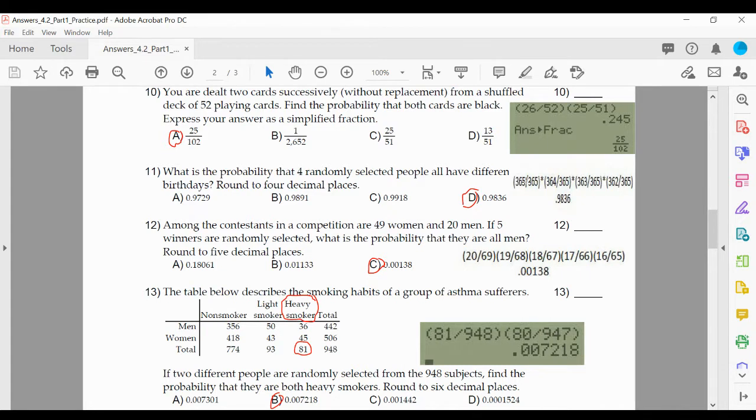The first person can have any birthday they wish. The second person has to have a different birthday. Let's say that first person's birthday is once again September 19th. The second person has to have a birthday that's not September 19th. How many days in a year are not September 19th?